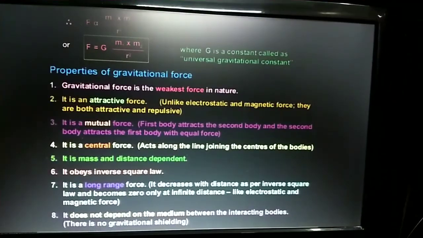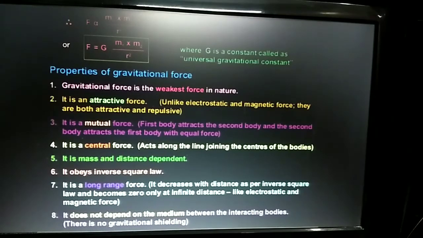From the above equations, F is directly proportional to m1 m2 by r square, or F is equal to G m1 m2 by r square, where G is a constant called the universal gravitational constant.